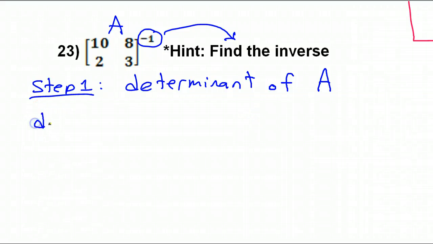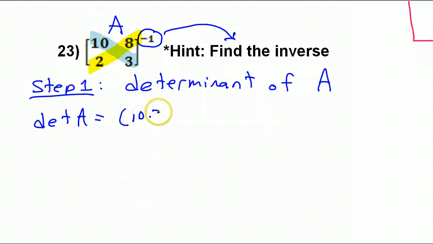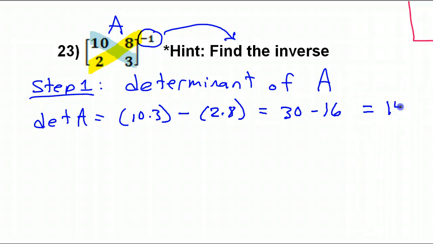The determinant of matrix A. Now, the way you find the determinant is you just do the down diagonal minus the up diagonal. So here my down diagonal is 10 times 3 minus the up diagonal, which is 2 times 8. In other words, that's going to be 30 minus 16, which is 14. So this is the determinant of the matrix. Now, save that for later. We're going to need it for step 2.